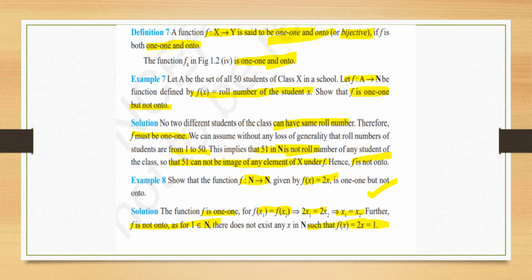Because see, when will 2x be equal to 1? That means 2 into half will be 1, right? But half is not a natural number. So there is no such value which will give me 2x equal to 1 in the system of natural numbers. So this function is not onto.